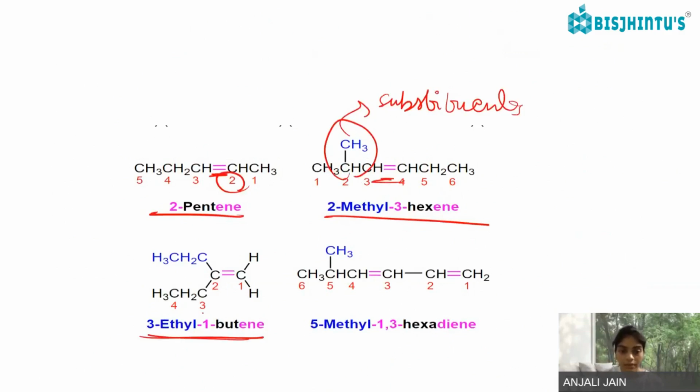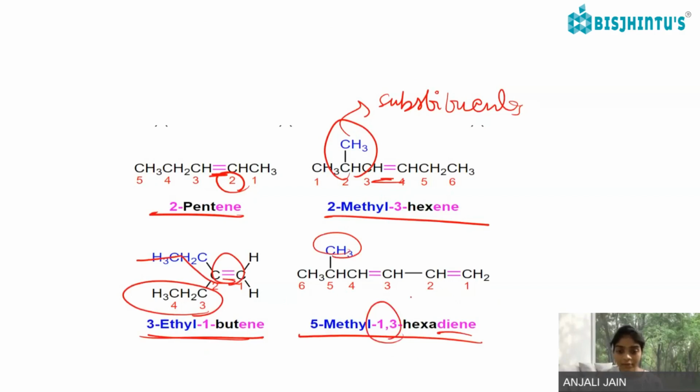Now 3-ethyl-1-butene. At the third position there is ethyl, and then 1-butene, at the first position there is butene. 5-methyl-1,3-hexadiene. At the fifth position there is a methyl group. Hexadiene, at which position? At the first and third position there is the ene group.